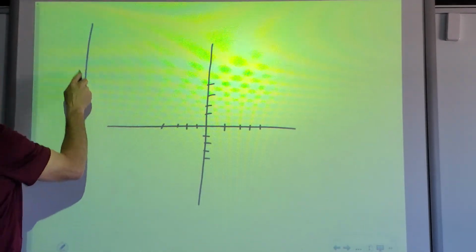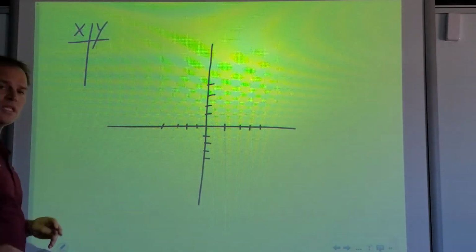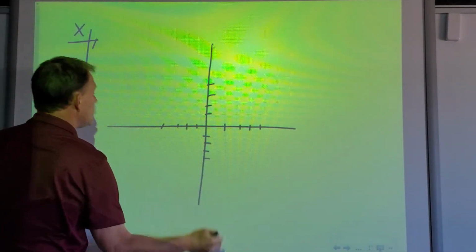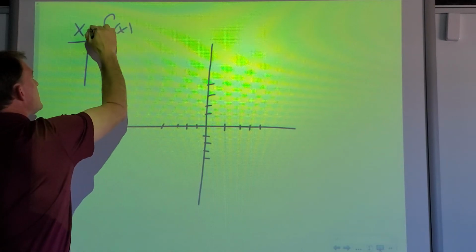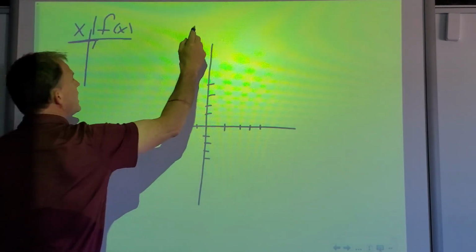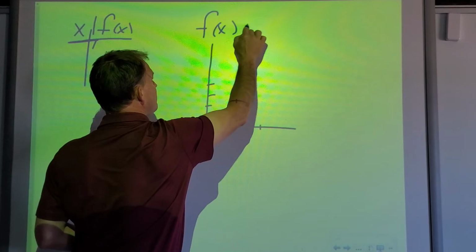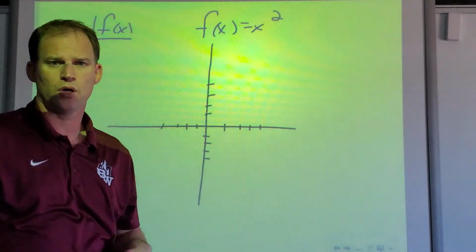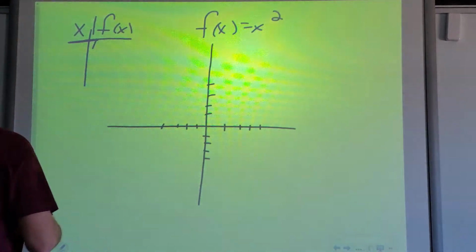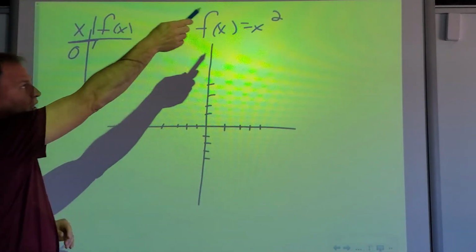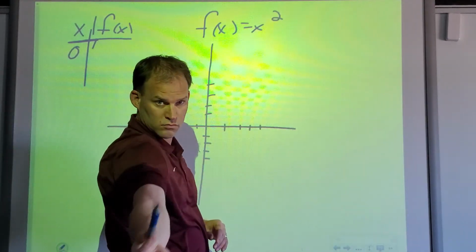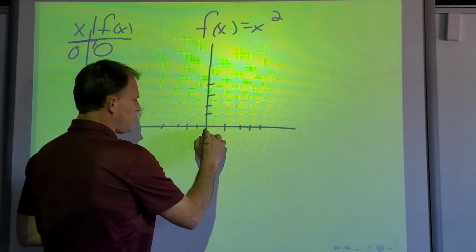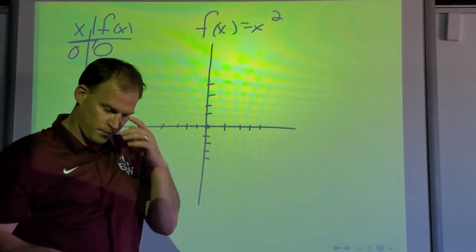Let's do this. Let's make a table, right? Or to make function notation, let's do x and f of x. And we're going with that function we just saw, f of x equals x squared. Pick a number you want to plug in. I'll start small. Let's start with 0. If I plug it in here, what is 0 squared? Sure. So my output is 0. So that's easy. That's the point 0, 0, right there.